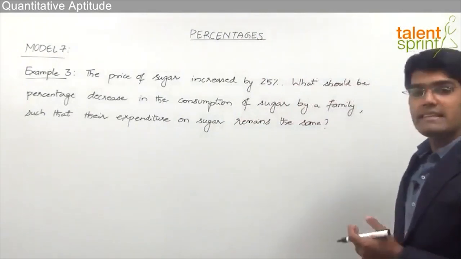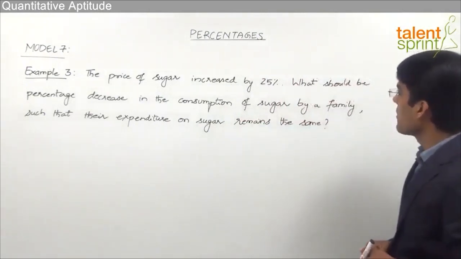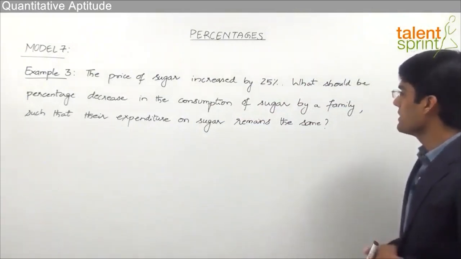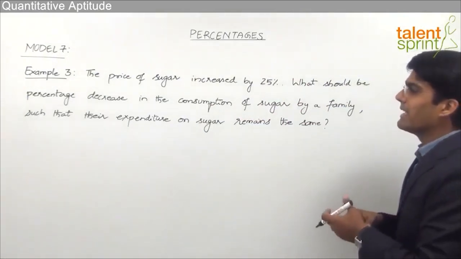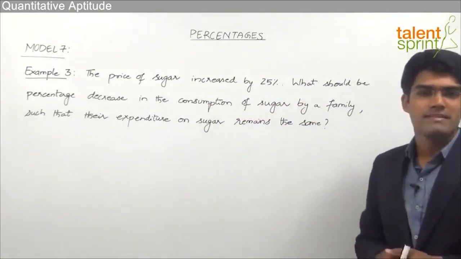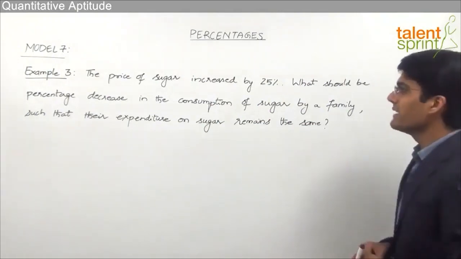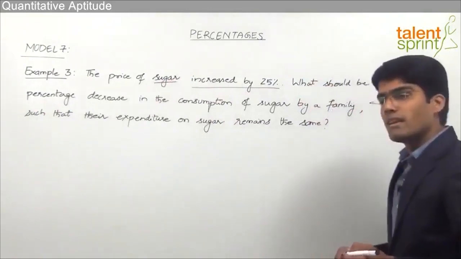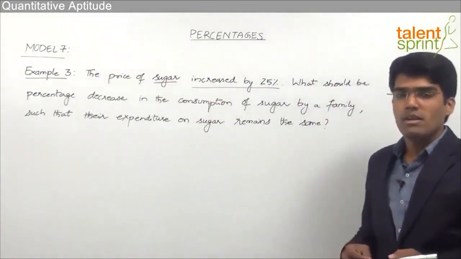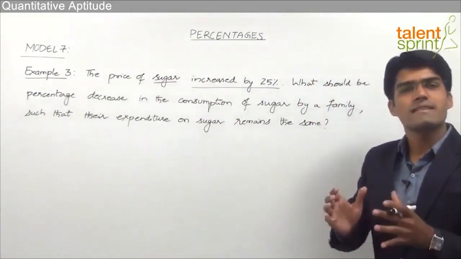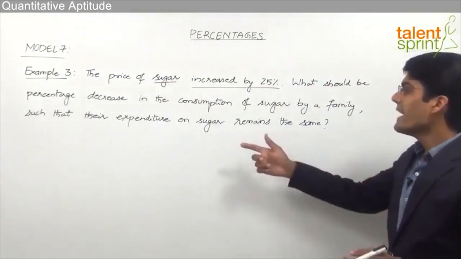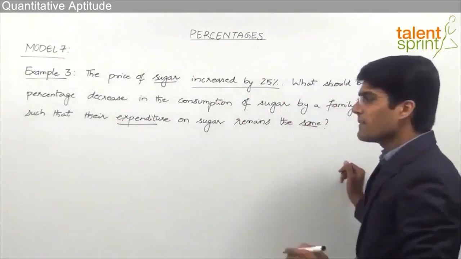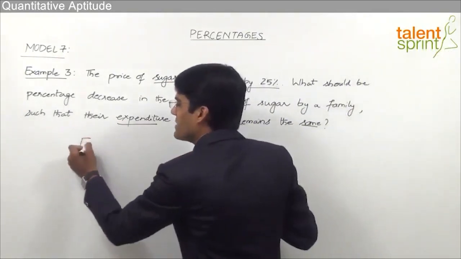The price of sugar increased by 25%. What should be the percentage decrease in the consumption of sugar by a family such that their expenditure on sugar remains the same? So as you can see here, the price of sugar has increased by 25%. And now we need to find out by what percentage should the consumption decrease so that expenditure on the sugar remains the same. Let us first understand what is meant by expenditure.